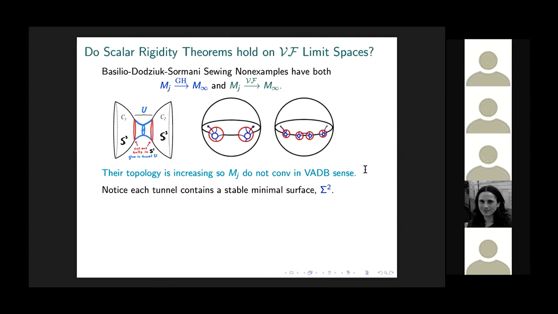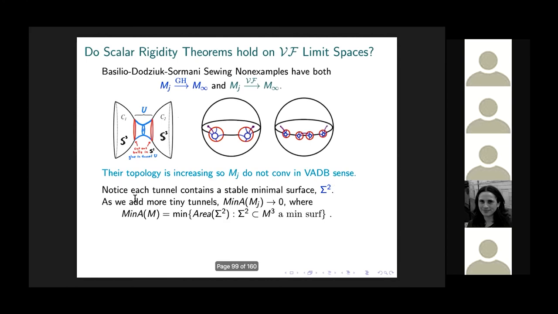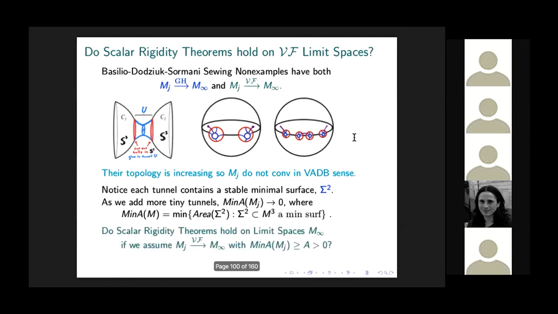But also notice, and this is perhaps a stronger thing than saying the topology is increasing, every single tunnel contains a stable minimal surface. There's a stable minimal surface in here, and there's a stable minimal surface right here where they're glued, and there are tinier stable minimal surfaces. So all the different kinds of non-examples I presented had tiny stable minimal surfaces. If we add more tiny stable minimal surfaces, then min A of M_j is going to 0, where min A is the minimum area of a minimal surface. So this min A condition becomes a natural condition to add to try to get rid of the non-examples.